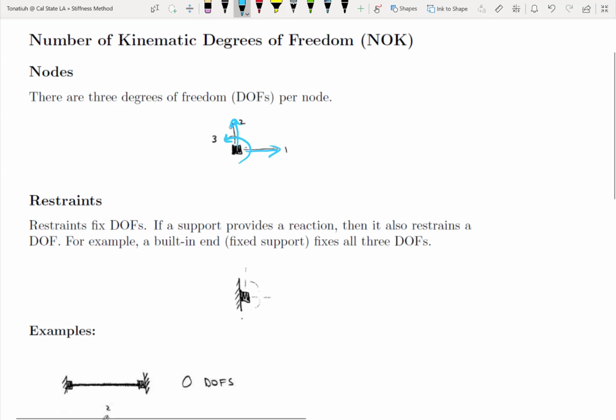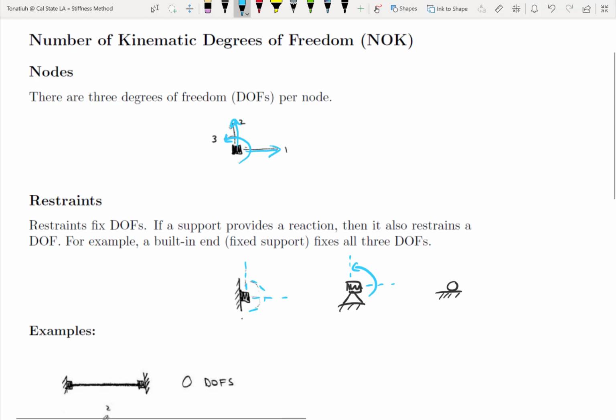However, supports restrain nodes, and these restraints reduce the number of degrees of freedom. For instance, a fixed end eliminates horizontal translation, eliminates vertical translation, and eliminates rotation. A pin support allows rotation but eliminates horizontal and vertical translation.